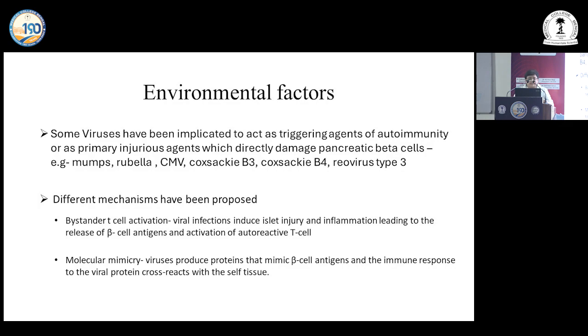Among the mechanisms, one of them is the bystander damage caused by viral infections. Viral infections will induce islet cell injury and inflammation, thus leading to the release of the beta cell antigens and activation of the autoreactive T cell. Another postulate is molecular mimicry. Viruses will produce proteins that mimic the beta cell antigens, and therefore there occurs a cross-reactivity between the viral protein and the tissue, and this leads to autoimmune disease.